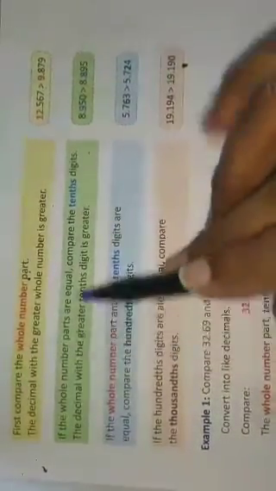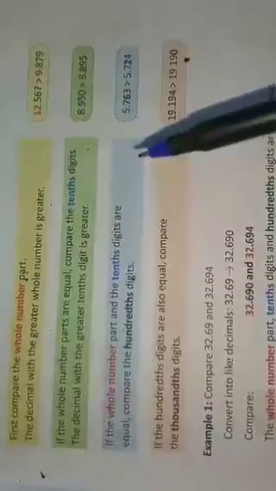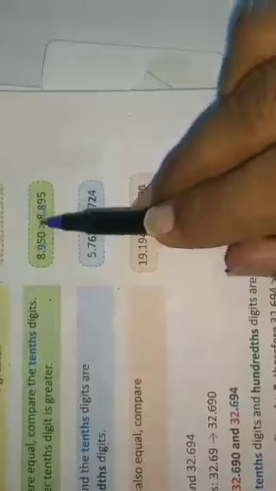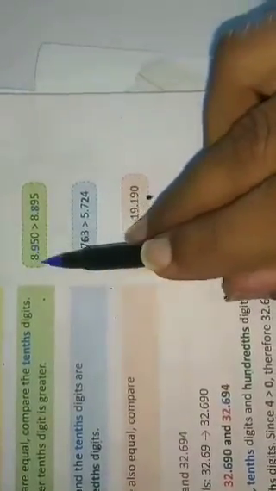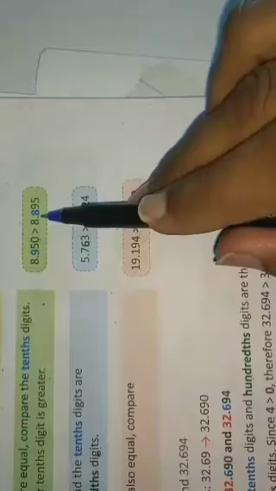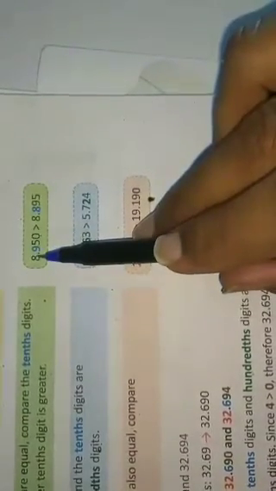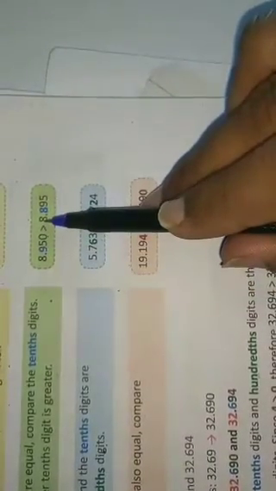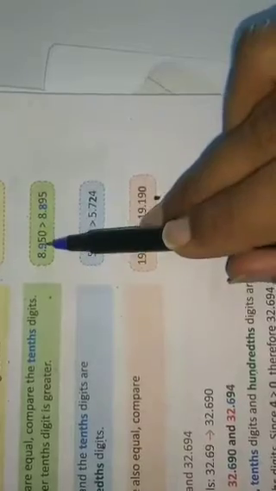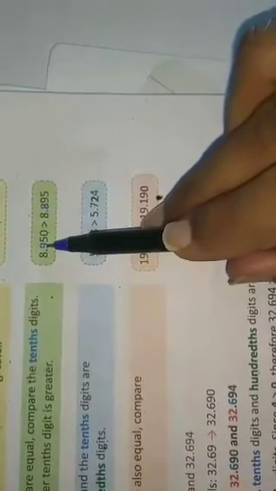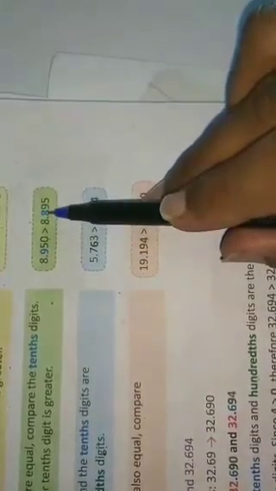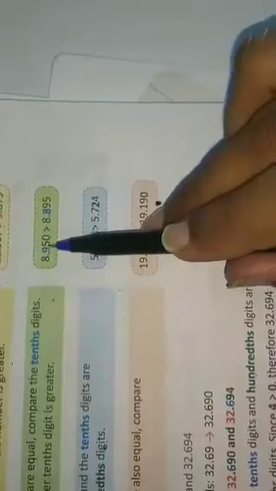Okay, that means if the number before the decimal is equal, then you have to compare the digit after the decimal, that is called the 10th digit. So here you can see the first number is 8.950 and the second number is 8.895. The whole number, before the decimal, is equal, 8 is given here and 8 is also given here. So you cannot compare with it. After the decimal, the first number has 9 as the 10th digit, and here it is 8. So you know that 9 is greater than 8, so the first number is greater here.